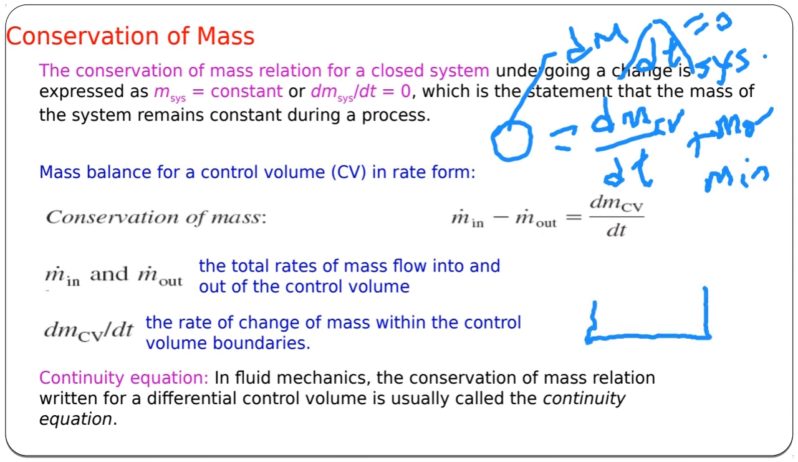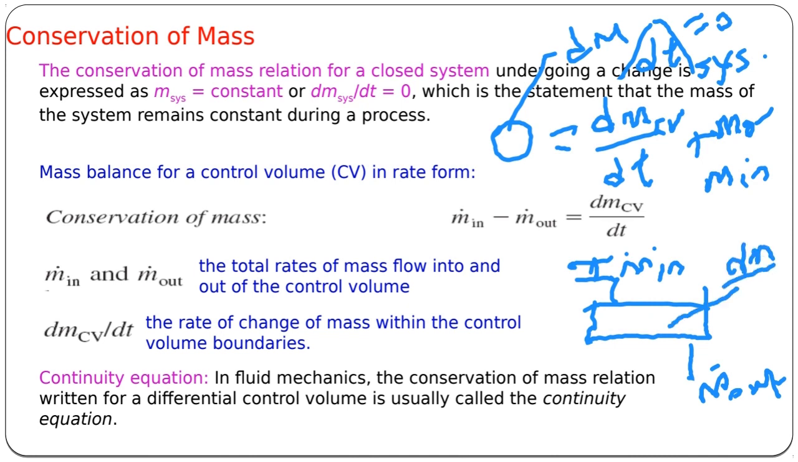There's a bathtub, right? And there's a hole at the bottom of the bathtub. Water comes in at a flow rate m dot in, and water leaves the bathtub as m dot out. So what happens if m dot in is greater than m dot out? The tub will start to fill. dm/dt, the mass of the water inside the bathtub, which is the control volume, will increase, right? Otherwise, it will decrease.